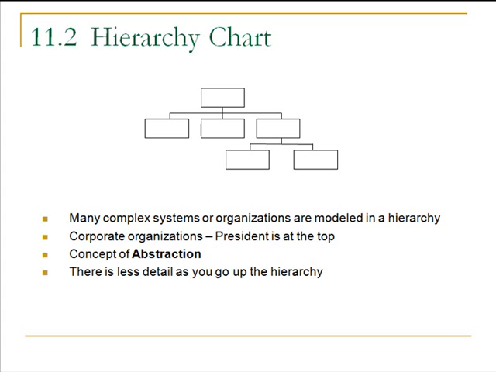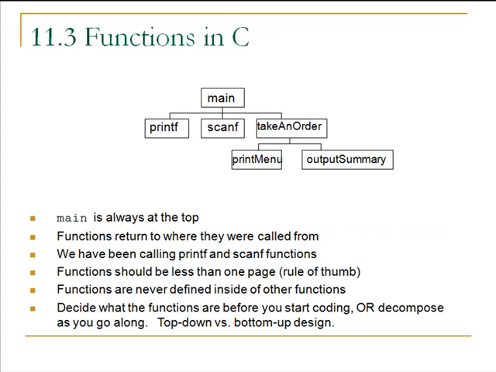In abstraction, we have an issue of how much detail is presented at each place. So the president of the corporation can't possibly manage the detail of all the employees in a large company, so the president has an abstract view of the company, which is by communicating with the next layer down in the hierarchy chart. So in this slide we see that C programs are also going to be divided into a hierarchy chart or represented in a hierarchy chart, and we say that the main function is always at the top.